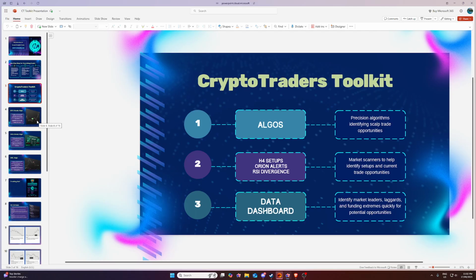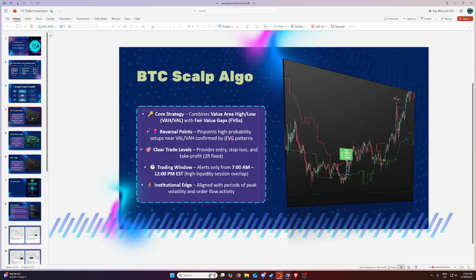Firstly, going through the trading algorithms that we have at the moment. Right now we have 4 separate algorithms. Firstly, we have the BTC scalp algo, which sends out alerts around the time period of 7 a.m. to 12 p.m. Eastern EDT, and this can happen on weekends as well.